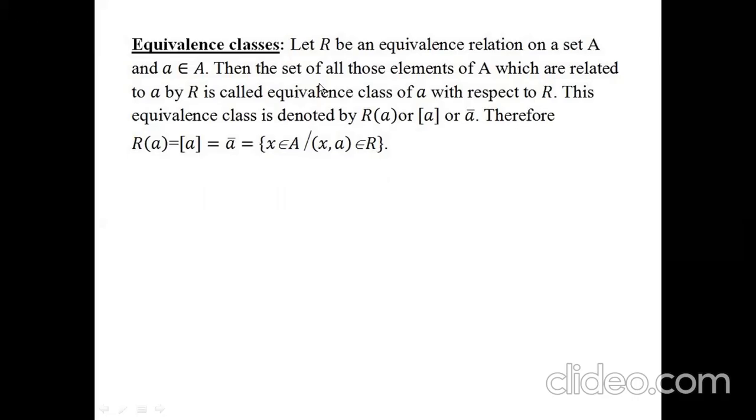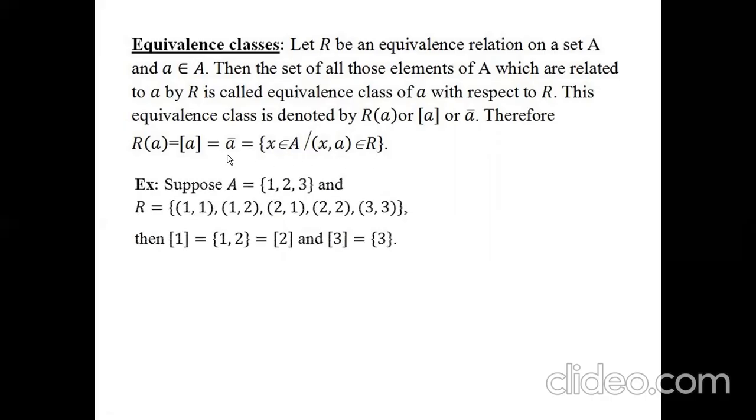So let us try to read it once again and understand the definition. We are collecting the set of all those elements of the set A which are related to A by R; that is called the equivalence class. All the elements that are related to the element A from the relation R we are going to collect, and those we are calling X. So all those elements we have to write down, and that gives us together the equivalence class. Let us see an example to understand the same.